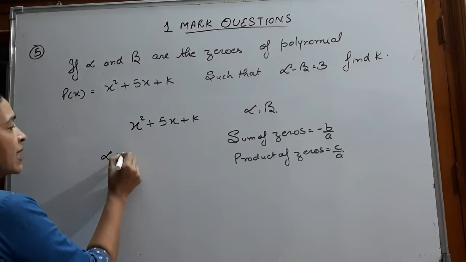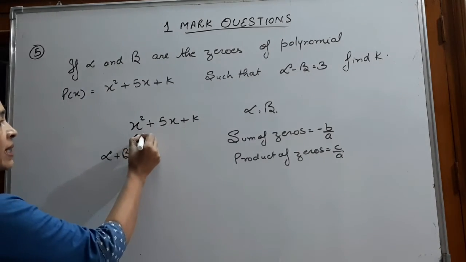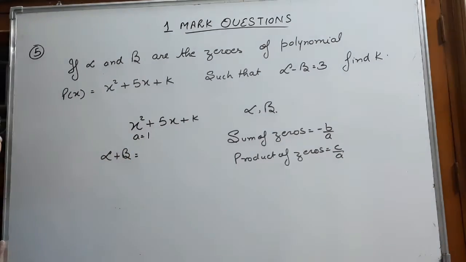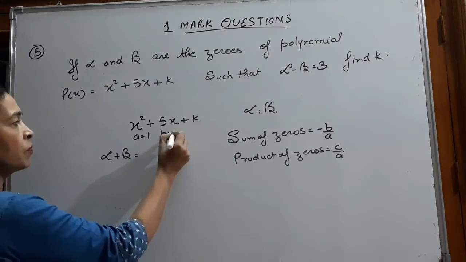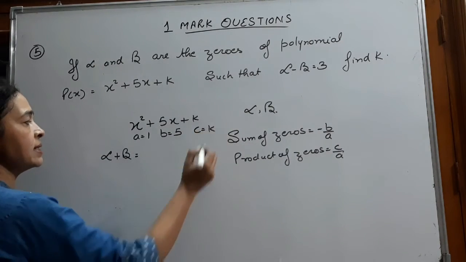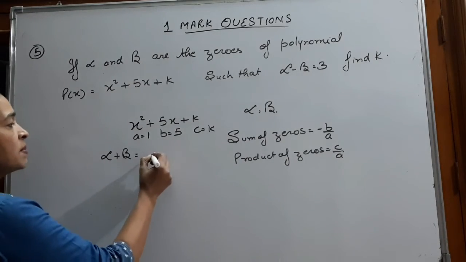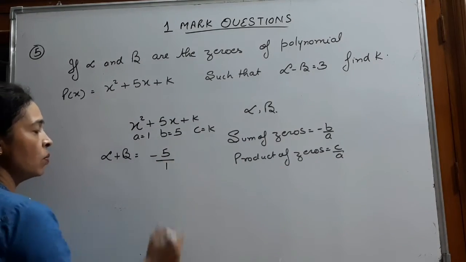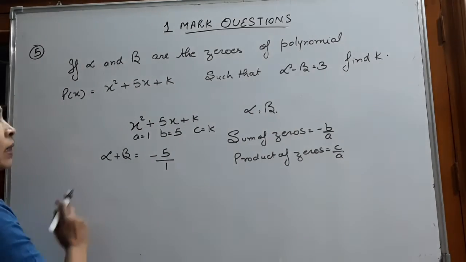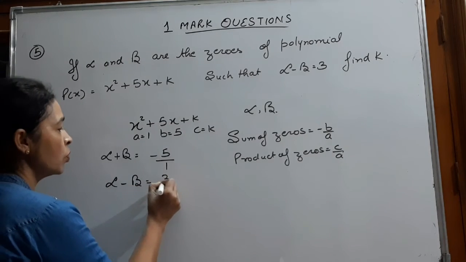Now check. What is sum of zeros? Alpha plus beta will be equals to minus b upon a. What is a in this case? 1, coefficient of x square. What is b? 5, coefficient of x. And what is c? Constant, that is k. What will be the value of alpha plus beta? Minus b upon a. Minus 5 upon 1, that is minus 5. Alpha minus beta is given 3.